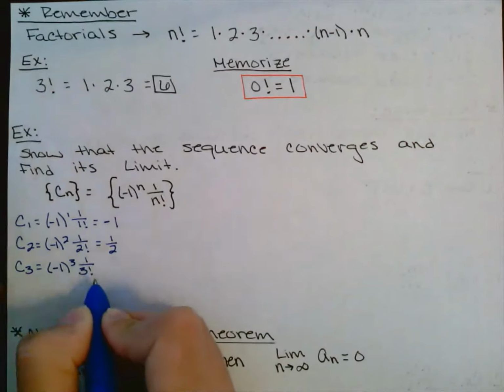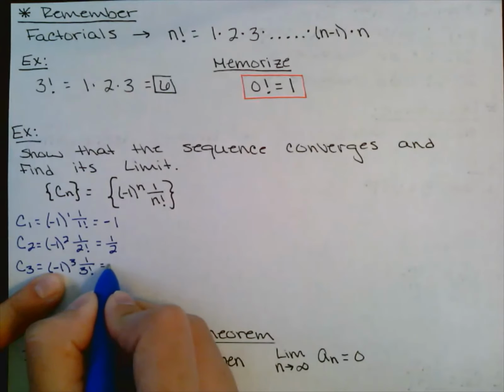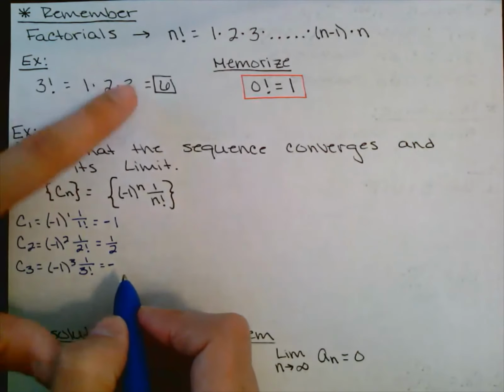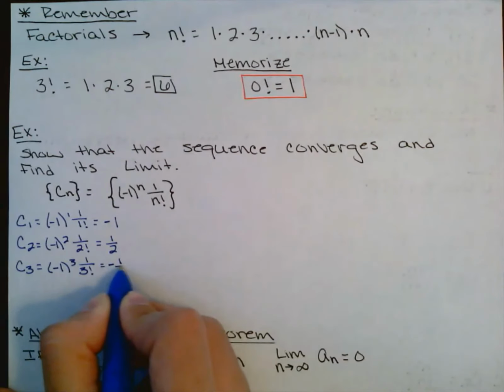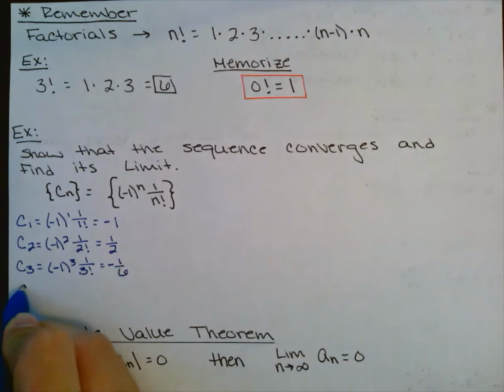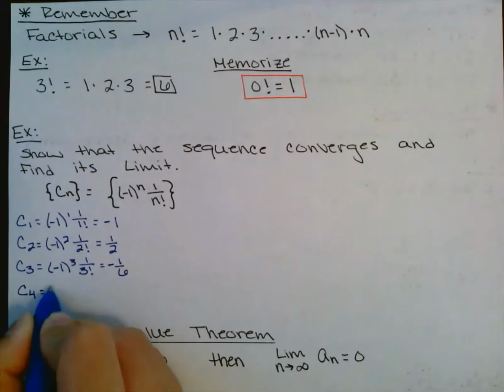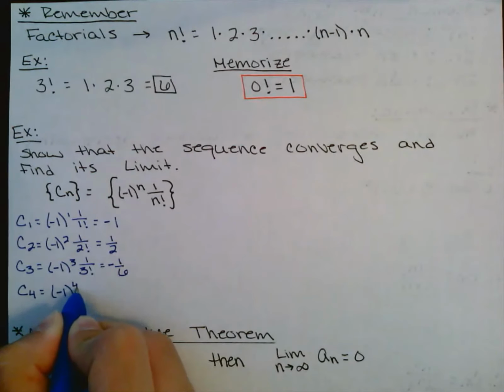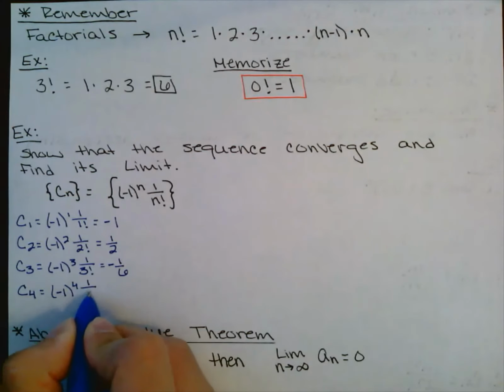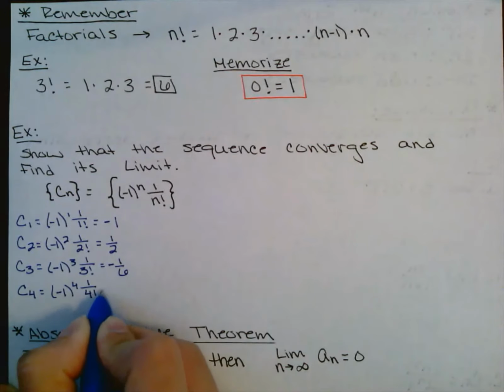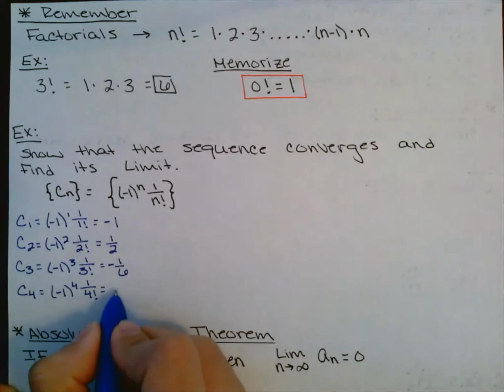C sub 3, I'm going to get negative 1 to the third power times 1 over 3 factorial. This would be a negative. 3 factorial would be 3 times 2 times 1, which we said is 6. And let's check one more. C sub 4, I have negative 1 to the 4th power, making this positive, times 1 over 4 factorial. That's 4 times 3 times 2 times 1, which gives me 24.